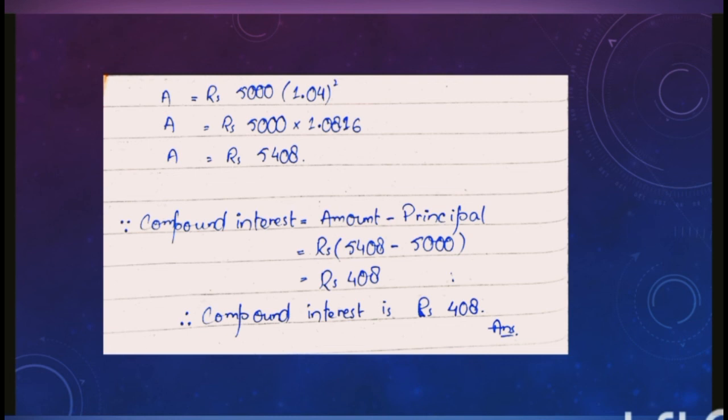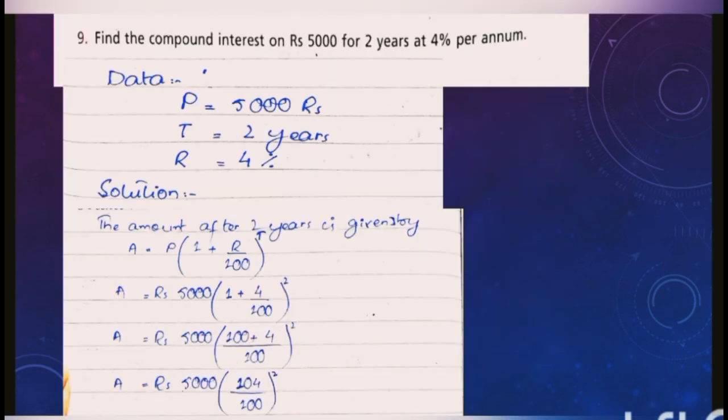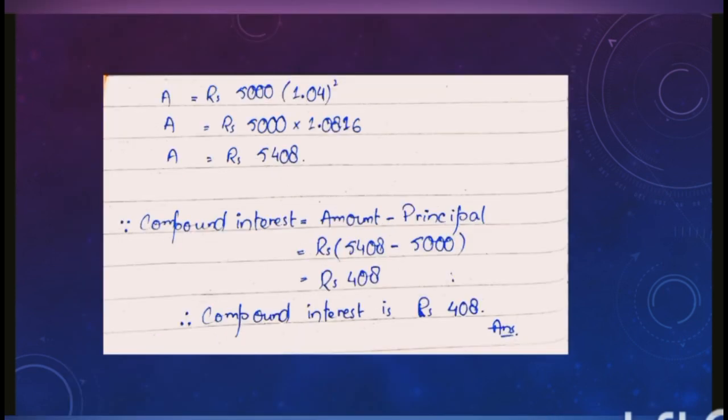So we first need to find the amount, and the formula for amount is A equals P into (1 plus R upon 100) raised to the power T. Okay, so in place of P I have written 5,000, in place of R I wrote 4, and in place of T I have written this power 2. Do this regular simplification, and after simplification you have got A equals rupees 5408. So this is the amount. Now we need to find the compound interest. Compound interest equals amount minus principal, so subtract 5,000 from 5,408 and you have got 408. So basically the compound interest is rupees 408.